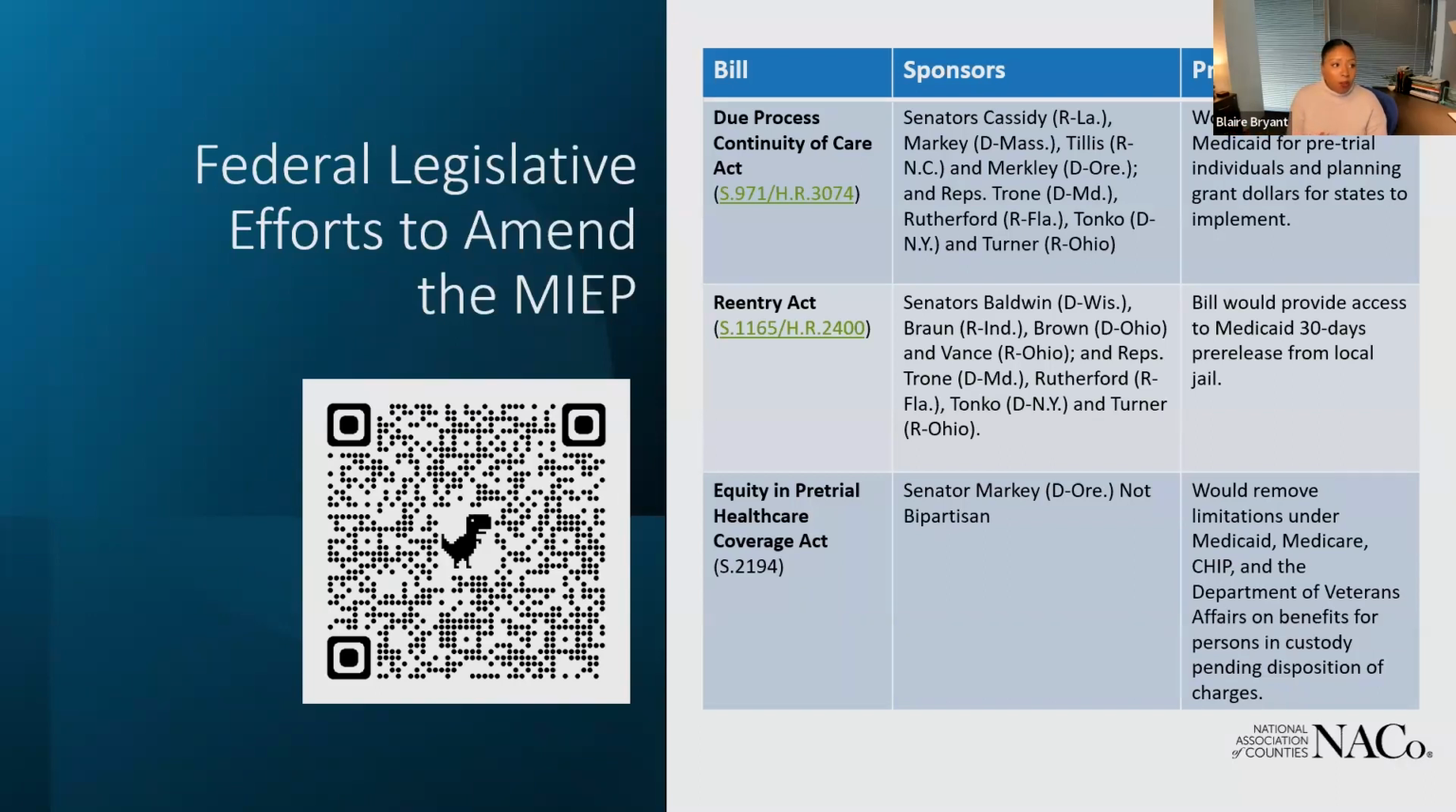So some bills that we are currently tracking on this effort is the Due Process Continuity of Care Act. It's been introduced in both the Senate and the House of Representatives, and it is led primarily in the Senate by Senator Cassidy. So basically what this bill would do is provide access to Medicaid for pretrial individuals, as well as planning grant dollars for states to implement this policy.